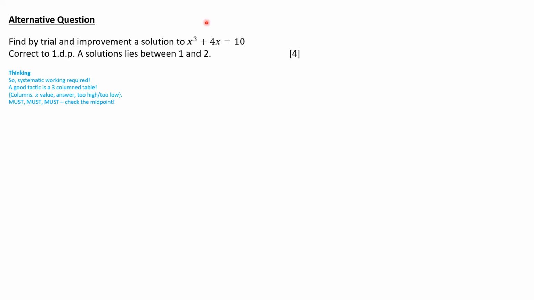Just a follow-up question then, still a trial and improvement, but with a slightly different setup. So the difference is that this time, instead of being equal to 0, we've got x cubed plus 4x, and this time we've got an equation that's equal to 10. So instead of looking for above and below 0 or trying to get our answer as close to 0 as possible, we're now looking at 10. Again to 1 decimal place, and we're told a solution lies between 1 and 2.